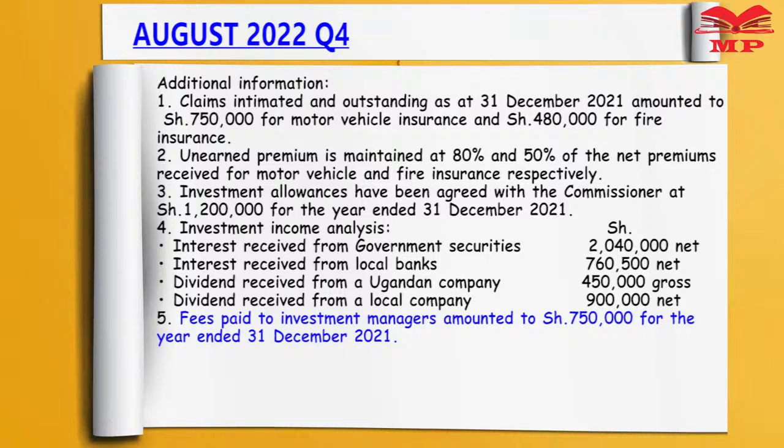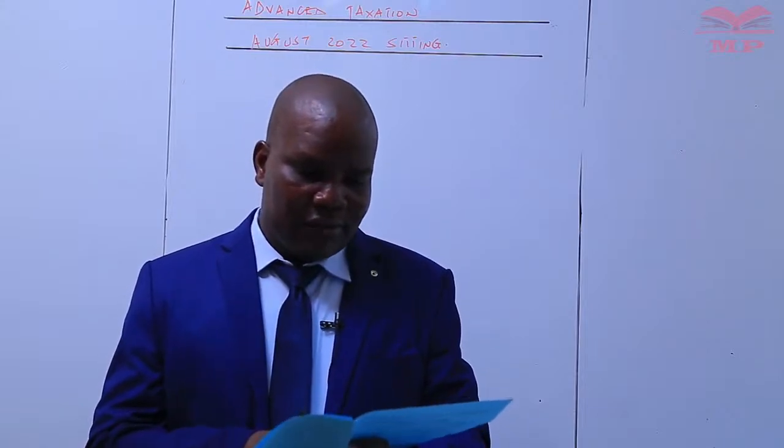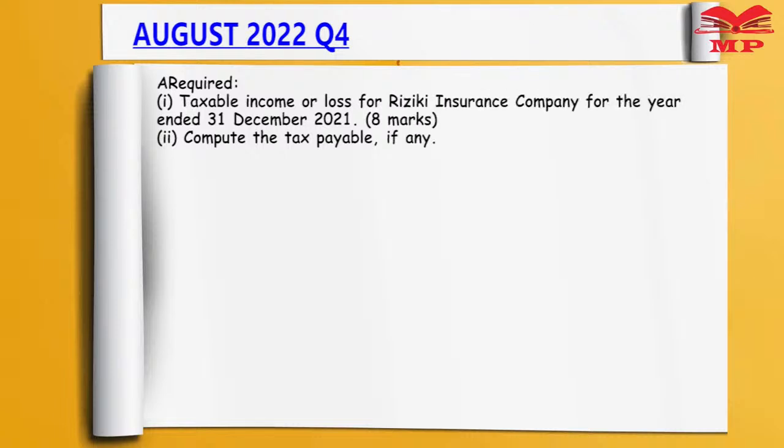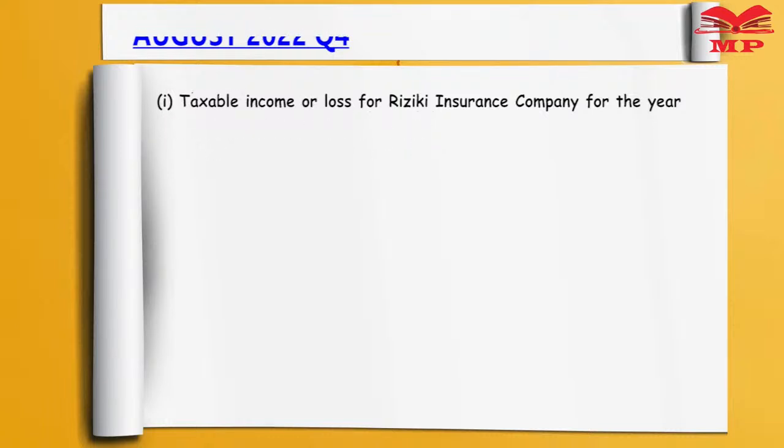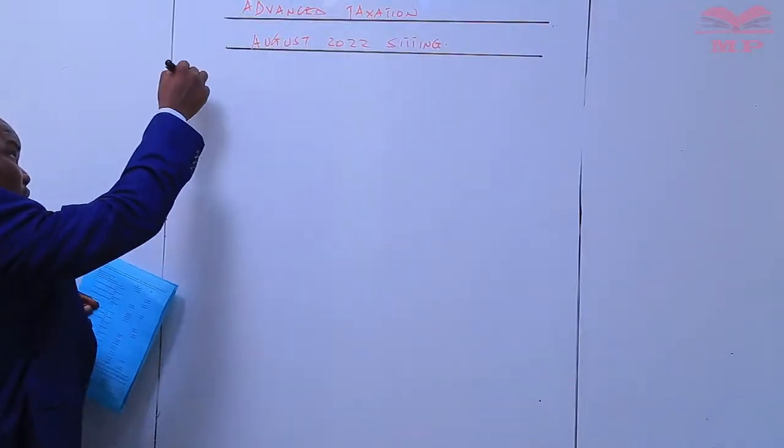5. Fees paid to investment managers amounted to 750,000 shillings for the year ended 31st December 2021. This is an allowable expense, and so we shall show it as one of such. Required: 1. Taxable income or loss for Riziki Insurance Company for the year ended 31st December 2021, and 2. Compute the tax payable, if any. So this is what we do. We say we are answering question 4A.